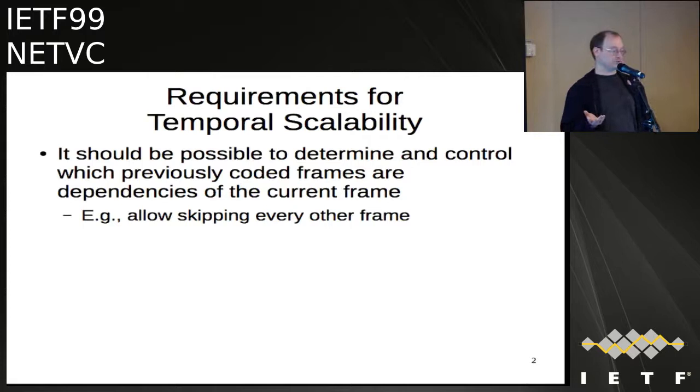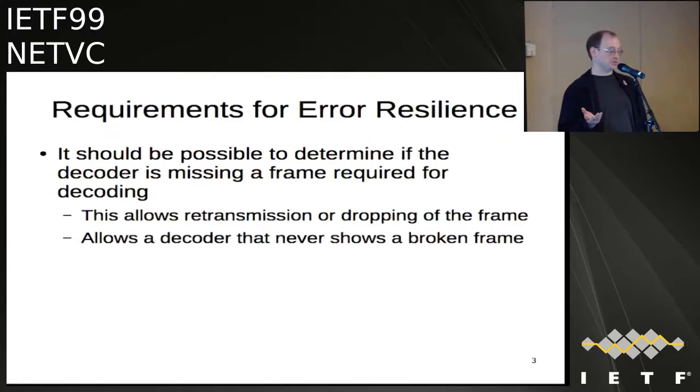Conversely, if I want to have error resilience, then it should be possible to determine if the decoder is missing a frame that's required for decoding. That way I can ask for it again, or I can decide to drop some frames, and that lets you build a decoder that never shows a broken frame. So this is sort of like the previous case, but instead of me intentionally deciding which frames to drop, sometimes I just won't get a frame and then I have to figure out how to handle it. All right, next slide. So let's talk about how this works for VP9.